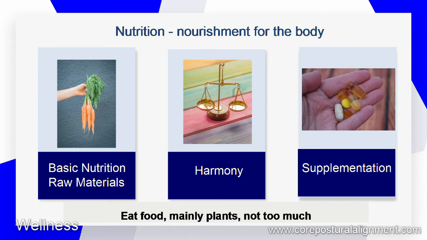So if we're looking at the basic nutrition, that's like the raw materials that we need: carbohydrates, fats, proteins, minerals, vitamins, fibre, water, light, and oxygen. Let's not forget oxygen. So it's the basic nutrients of life, the things that we need to sustain a healthy physical body. The carbohydrates obviously give us energy source, sugars, starches.